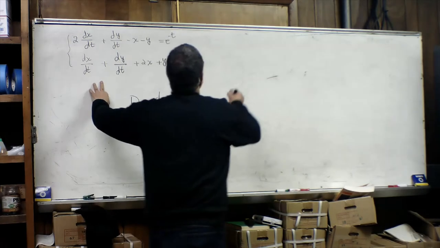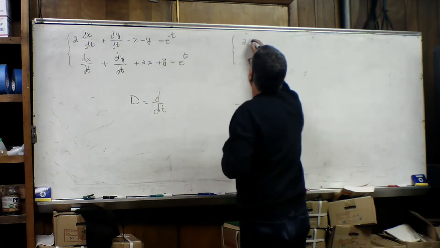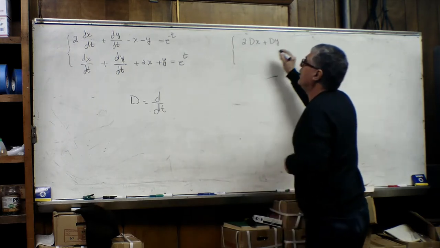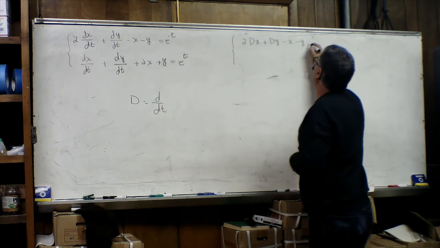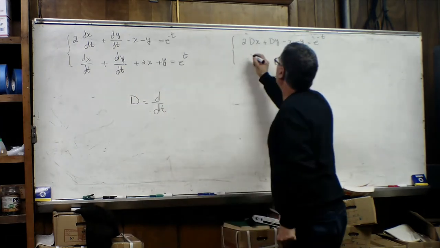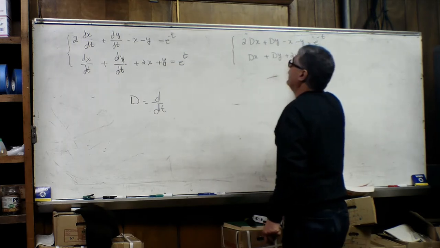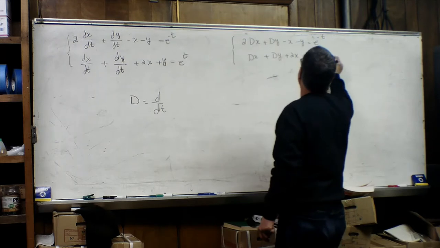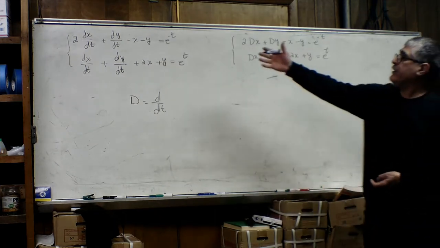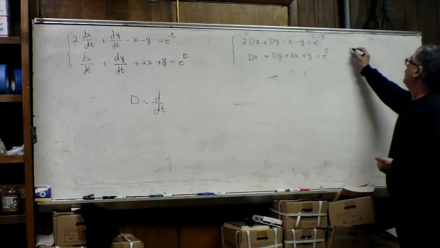we can write this system as 2Dx plus Dy minus x minus y equal to e to the power minus t, and this second equation we can write as Dx plus Dy plus 2x plus y equal to e to the power t. So the first step is to write the system of differential equations in operator form.